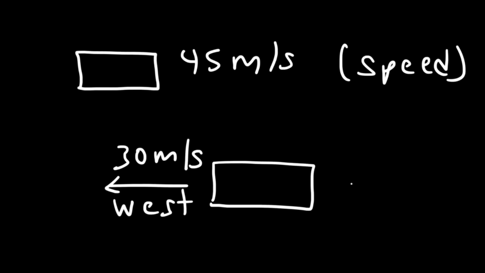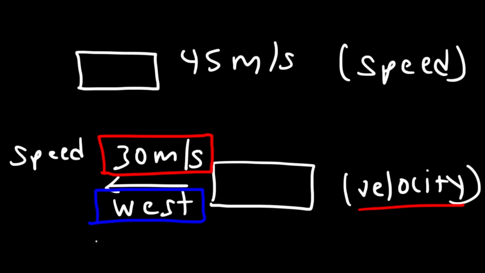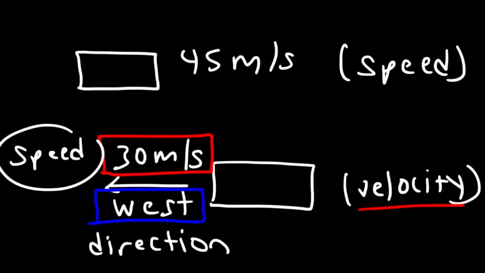Now, let's say we have a train moving at 30 meters per second going west. In this case, this is a description of velocity because not only do you have the magnitude of the vector, which is the speed, but you also have the direction. And so when you combine magnitude and direction, you have a vector quantity. Velocity is basically speed with direction. The 30 meters per second tells you the speed, west tells you the direction, and when you combine these two, you have velocity.